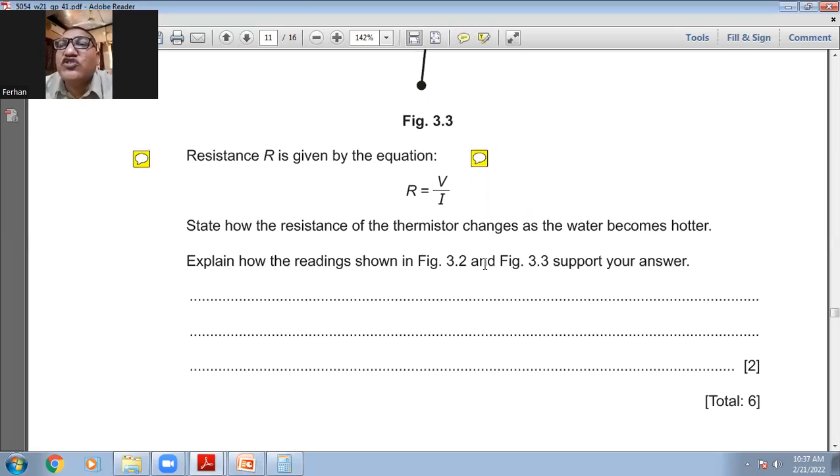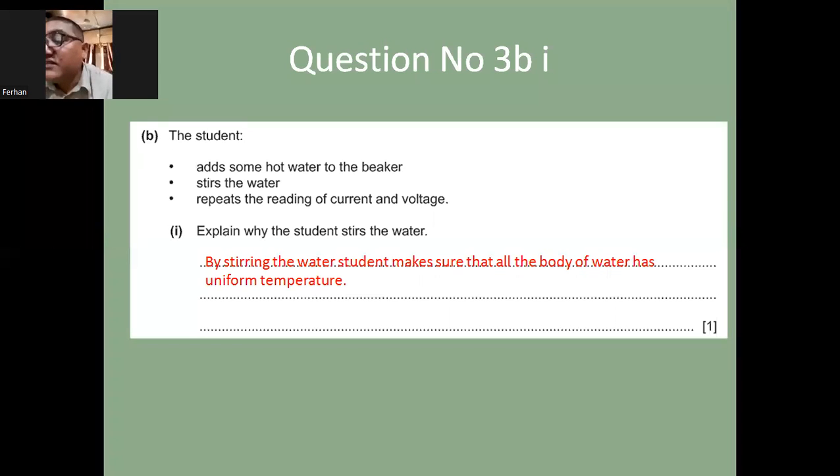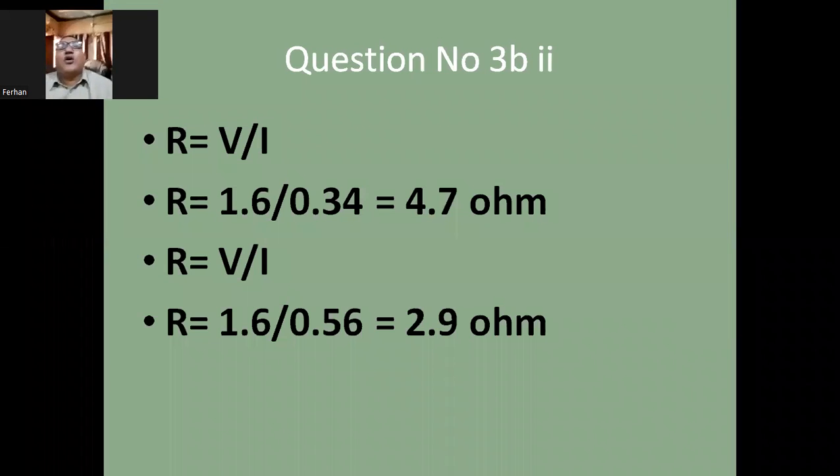Explain how the readings shown in figure 3.2 and figure 3.3 support your answer. So we say that the resistance has decreased. Why are we saying this? Because the current has increased. Voltage is still the same. So in the first situation, R was V divided by I. The voltage was 1.6. The I was 0.34 ampere. So the resistance will be 4.7 ohm.